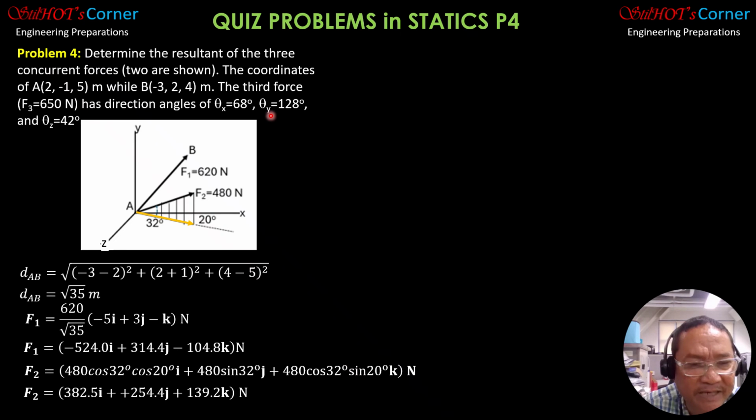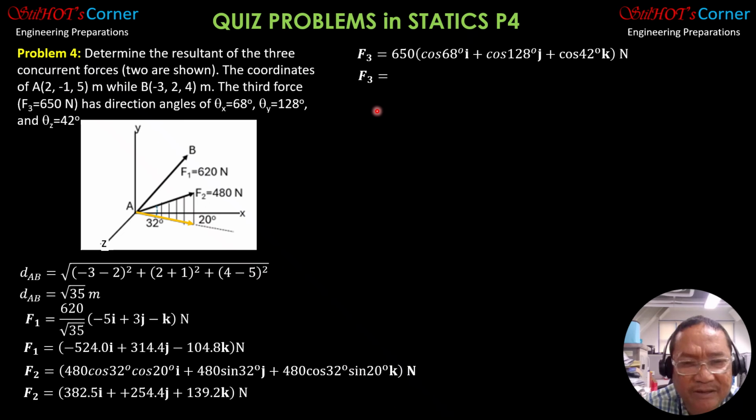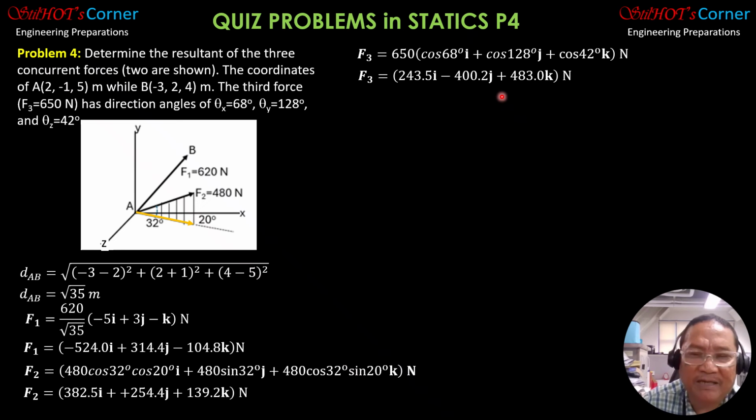cosine theta y j plus cosine theta z k. So substituting, F3 is 650 quantity cosine of 68 degrees i plus cosine 128 degrees j plus cosine of 42 degrees k. Using your calculator and simplifying, F3 is equal to 243.5i minus 400.2j plus 483.0k. So the resultant is in vector form.